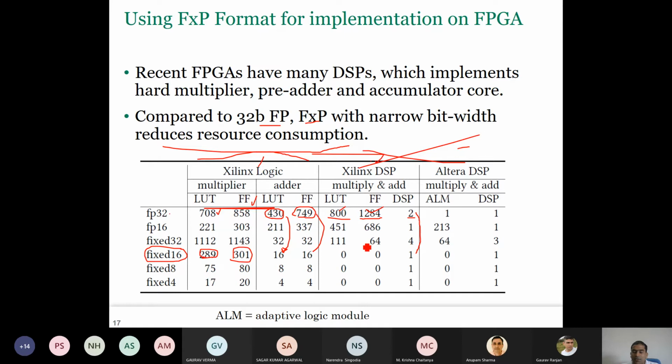Okay, let us go on. Similarly, here this is Altera. In Altera, they have this ALM, which is Adaptive Logic Module. I don't know what is the relationship between ALM and Altera. It must be some kind of logic. So here again, these numbers are given, and as you can see, if we go to lower precision, we can do the same thing with a much smaller number of resources.